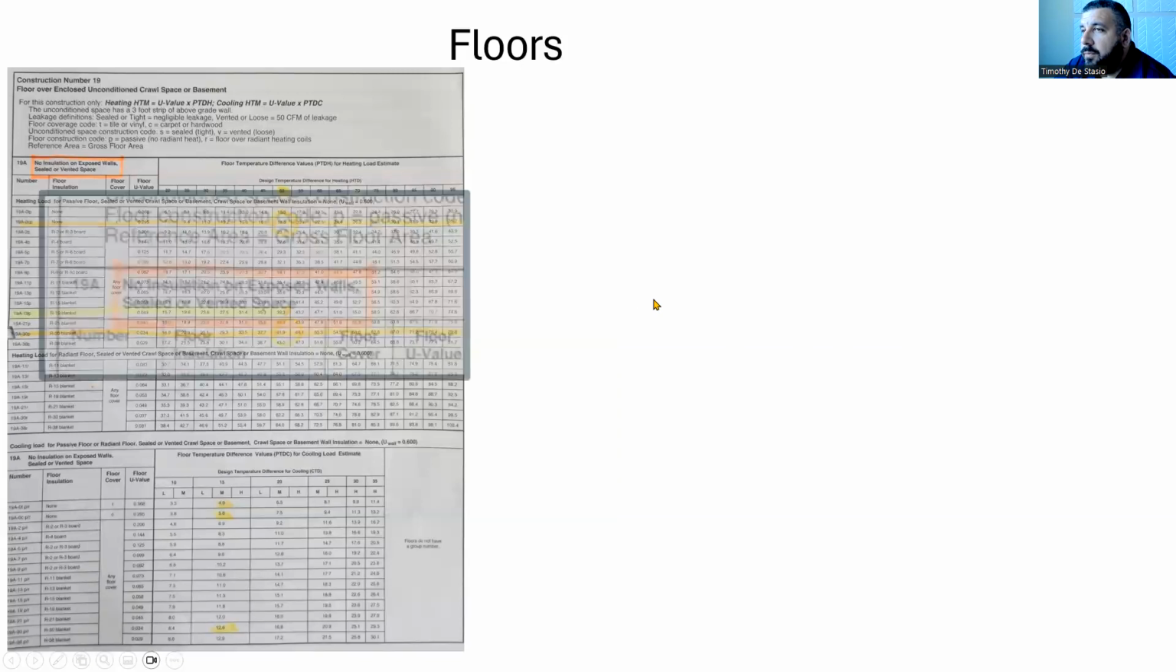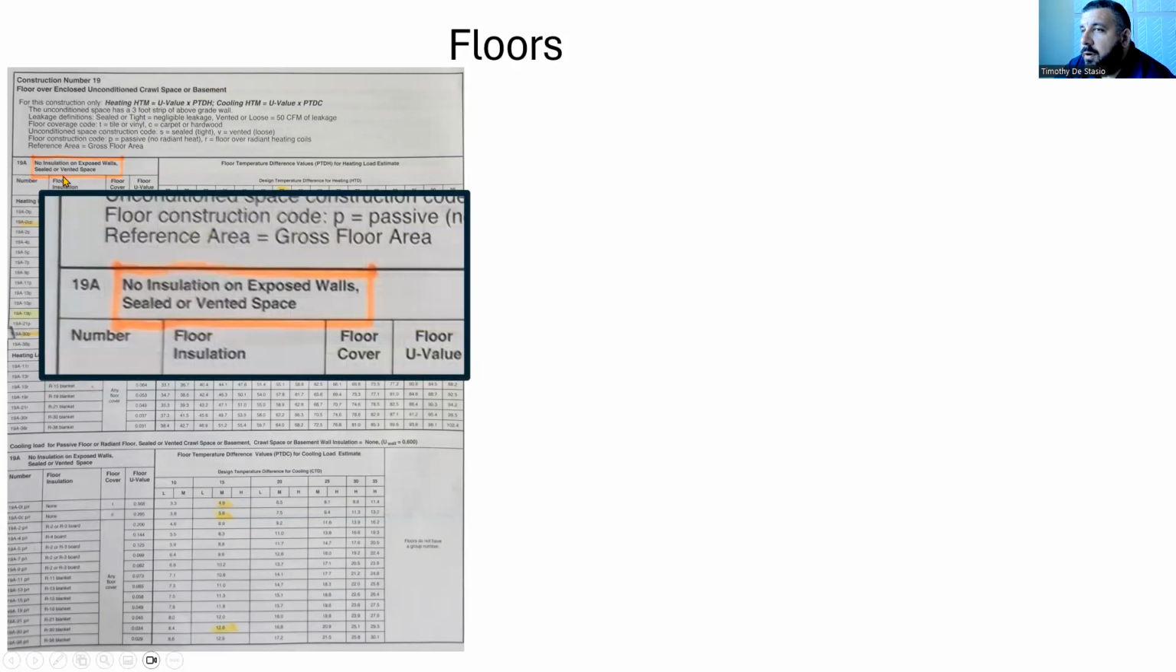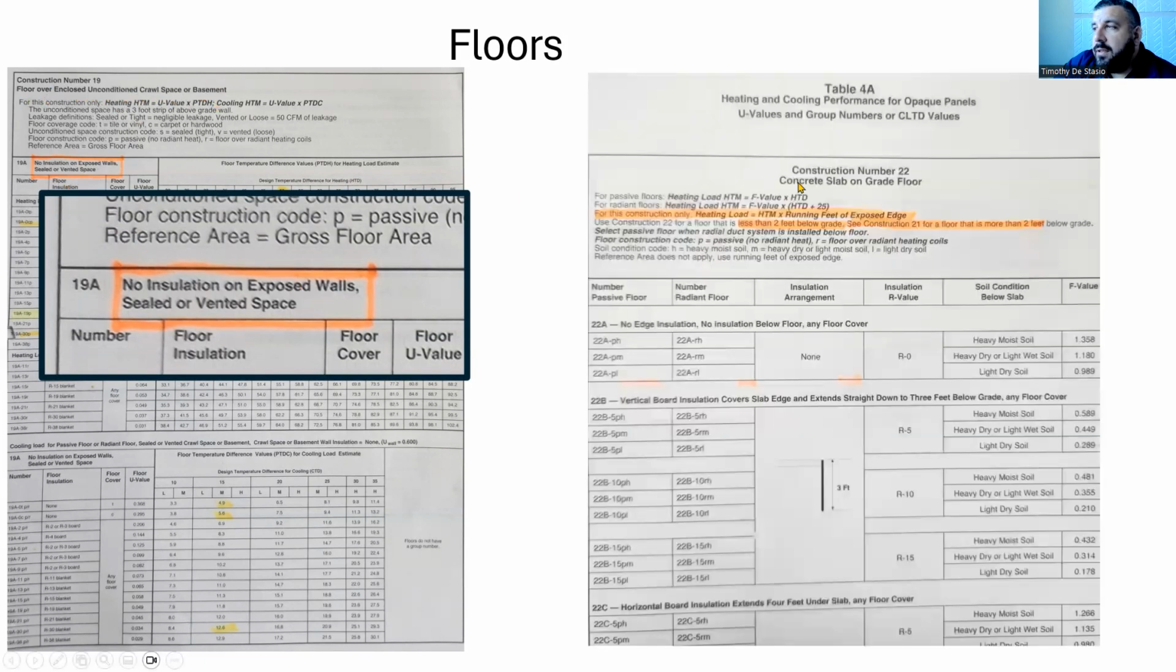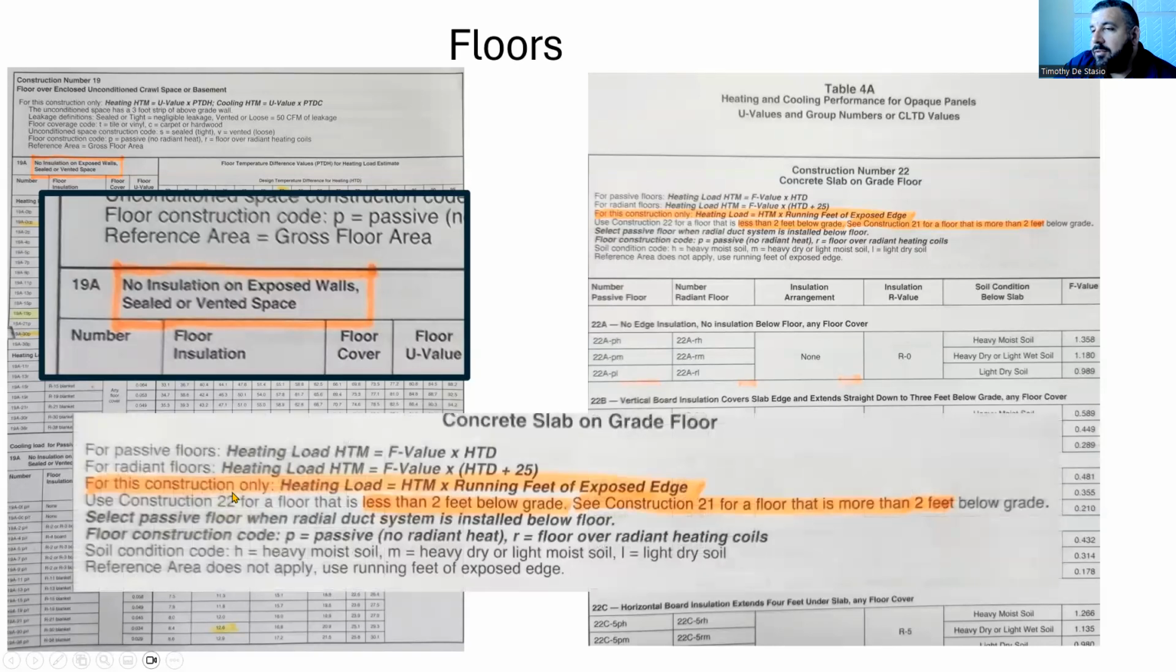All right, floors. For example, if you've got a floor over an enclosed conditioned crawl space or a basement, knowing if your basement walls have insulation or your crawl space walls have insulation or not makes a difference. If you're dealing with a slab on grade, we're not worried about the area of the floors. Rather, we're talking about the running length of it. So you would have to measure the perimeter, the running length of your house if it's slab.